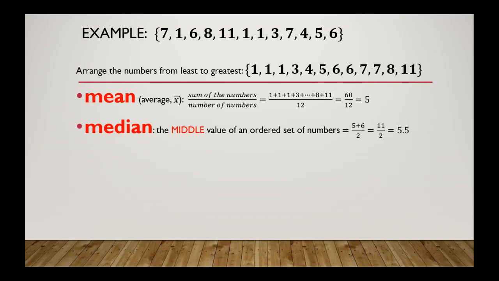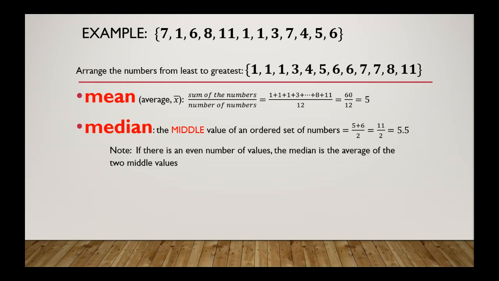Next up is the median, which is the middle value. Now, in this example here, we don't have a middle value because we have an even number of numbers, right? We have 12 numbers. So what you want to do to calculate the median is you look at the two middle numbers, which in this case would be 5 and 6, and you're going to simply find the average of the two middle numbers. In this case, the average would just be 5.5.